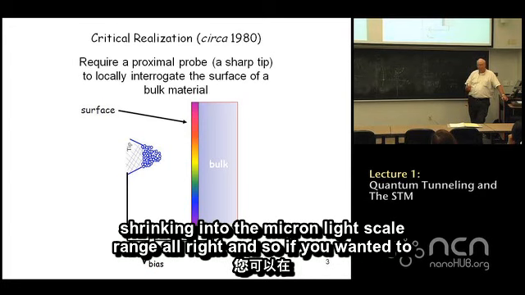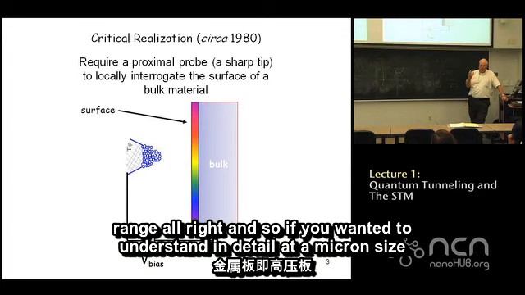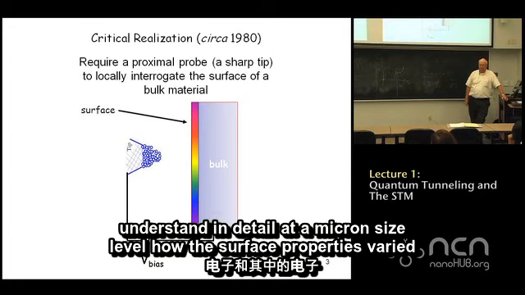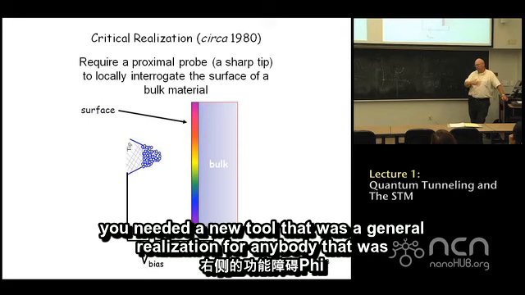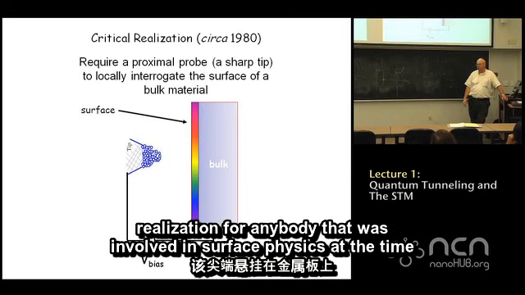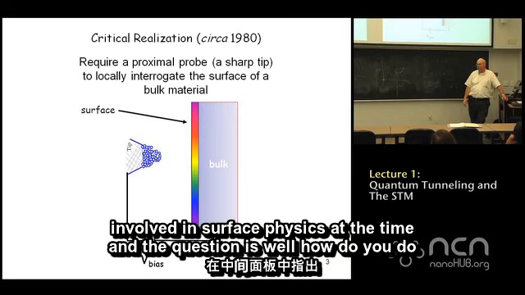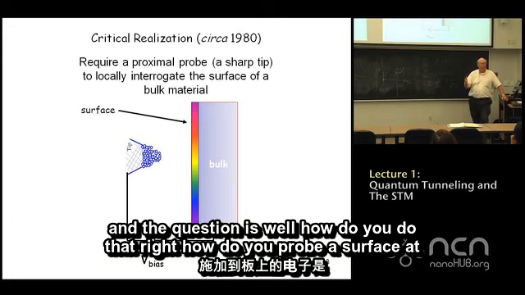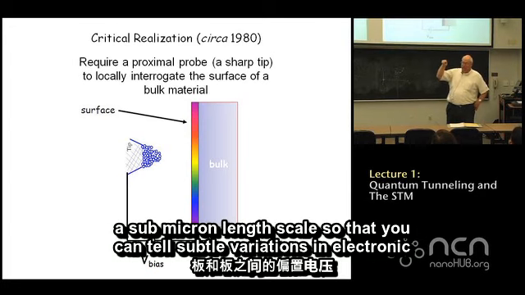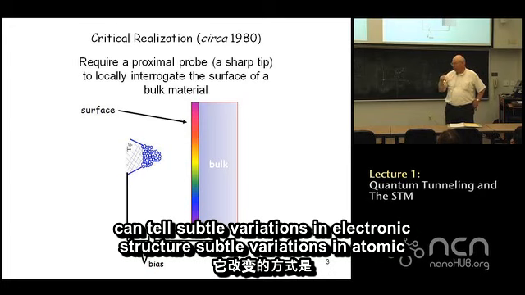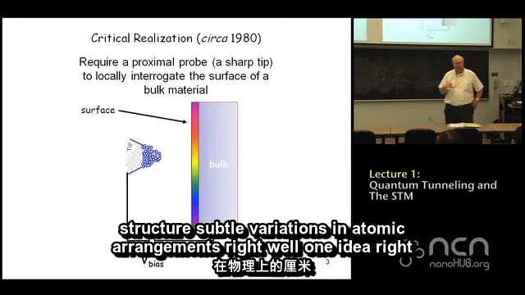And so if you wanted to understand in detail at a micron size level how the surface properties varied, you needed a new tool. That was a general realization for anybody that was involved in surface physics at the time. And the question is, well, how do you do that, right? How do you probe a surface at a sub-micron length scale so that you can tell subtle variations in electronic structure, subtle variations in atomic arrangements, right?